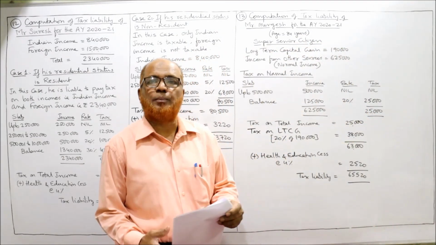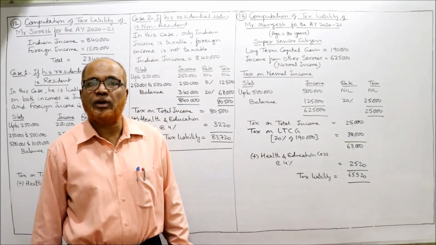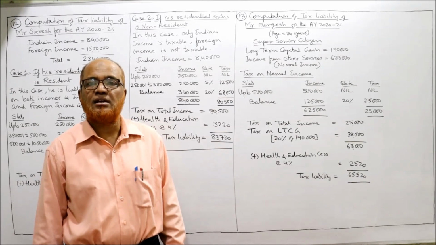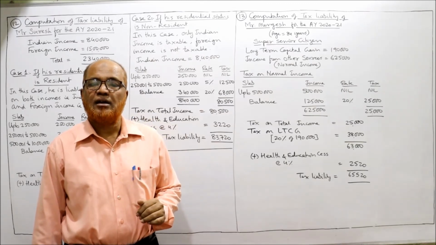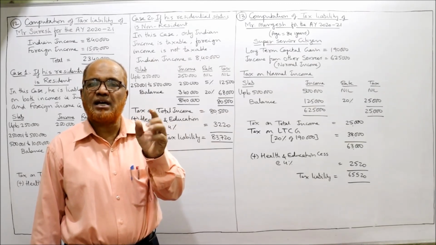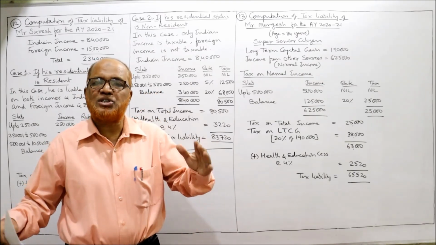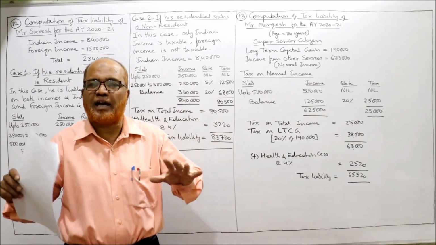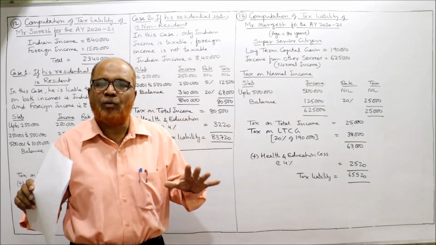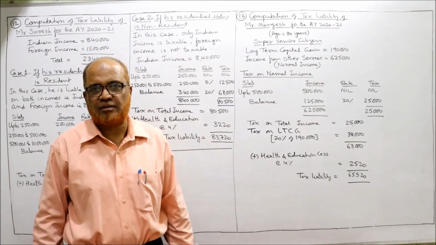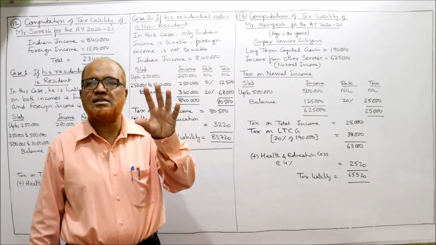Now, see the 13th problem. Mr. Mangesh, age 84 years. 84 years means super senior citizen. 80 and above will be super senior. For super senior citizen, the basic exemption limit is 5 lakh rupees. These are all the provisions which I have explained in the previous videos. That's why again and again I am saying, don't skip the theory videos. They are the foundation stones for doing the problems. So basic exemption limit for super senior citizen is 5 lakh.